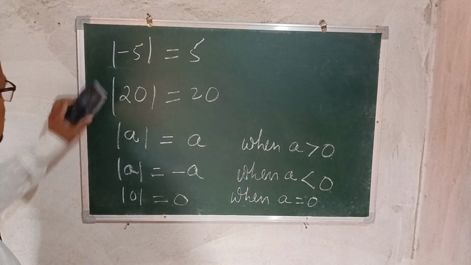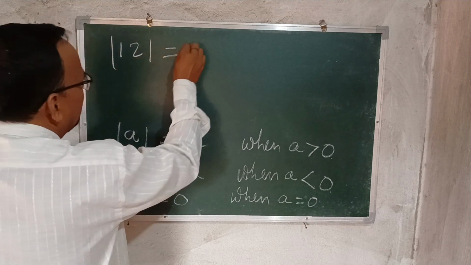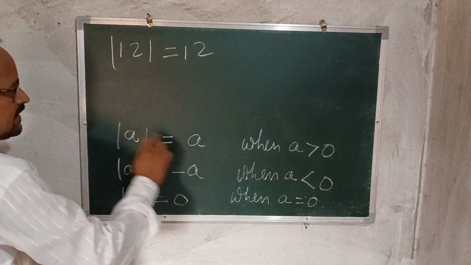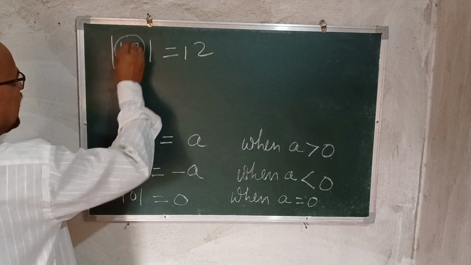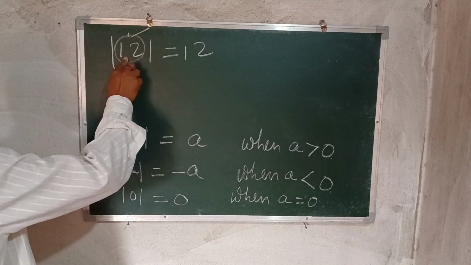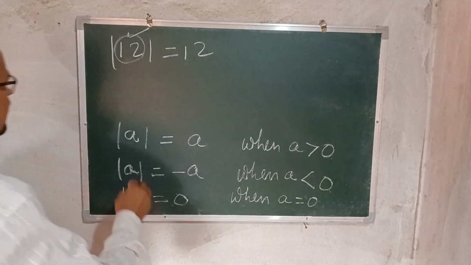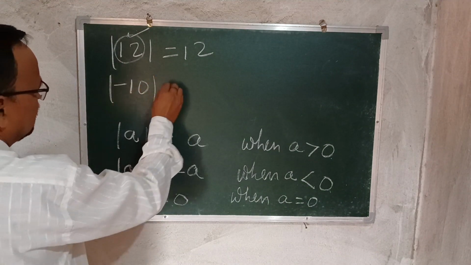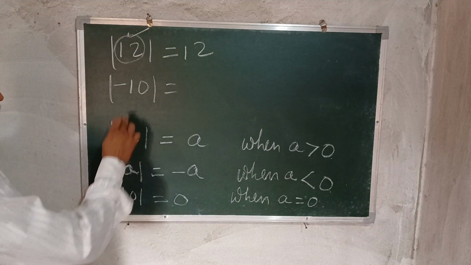So let us take an example. Suppose modulus of 12 is equal to 12. Modulus of a is equal to a when a is greater than 0, because here a is 12, and that is greater than 0, so that is plus 12. And let us take modulus of minus 10. What will this be?